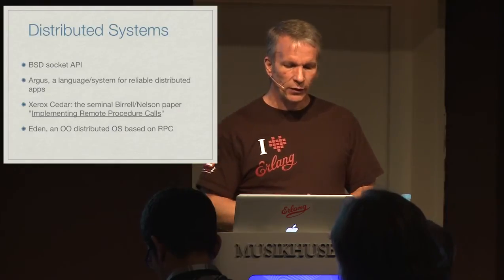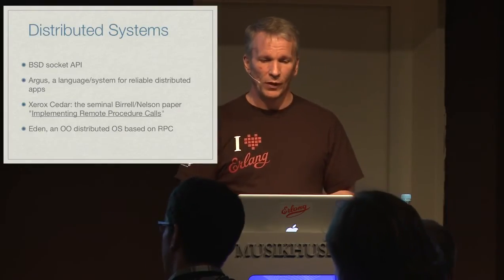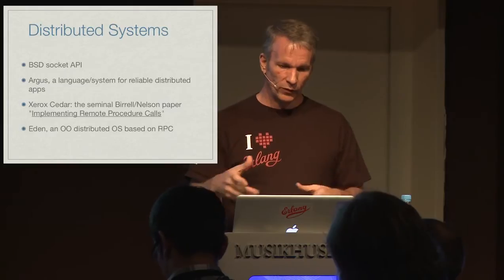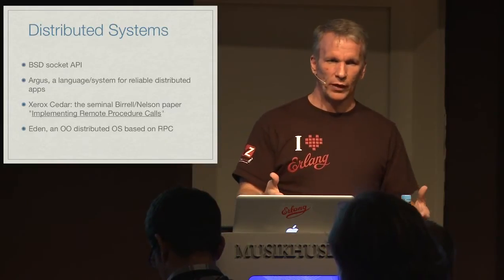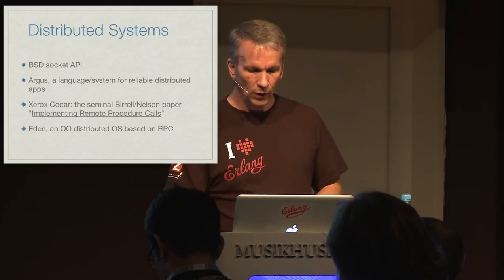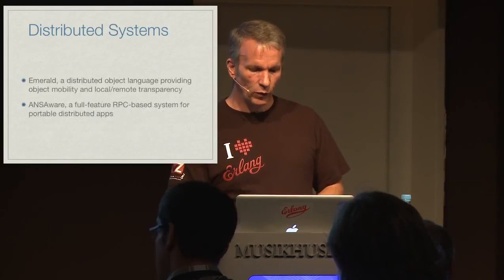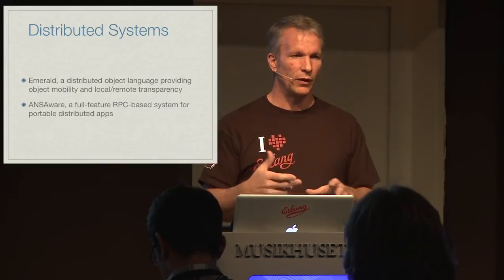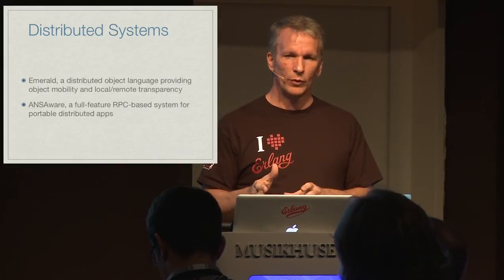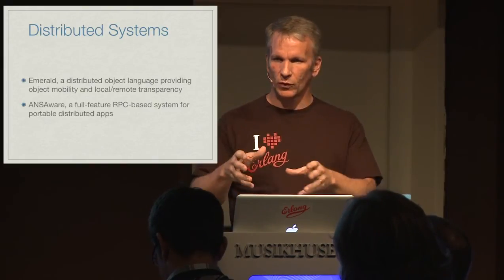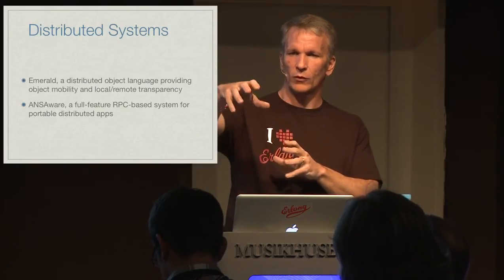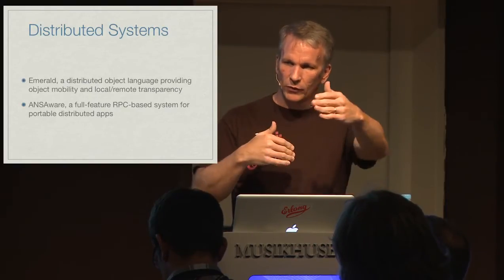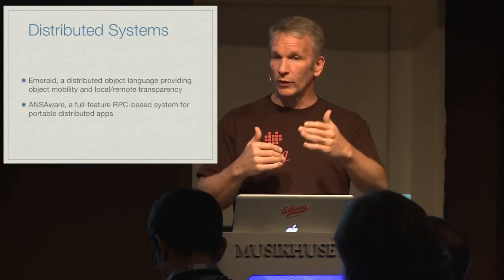There was a system called Eden, which was a whole distributed operating system, and it was based on objects and RPC. And then there was Emerald, another object language that provided mobility and really focused a lot on mobile remote transparency. So you could take an object that was on one system and move it across to another system, and you could be making calls to it, and you didn't really care where it was.